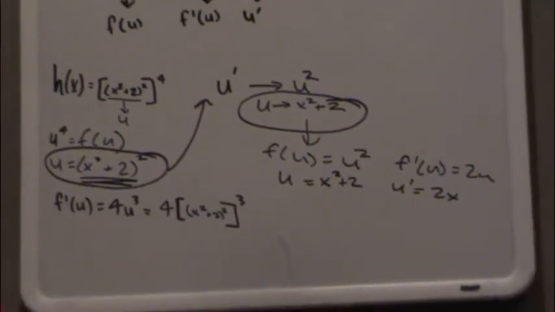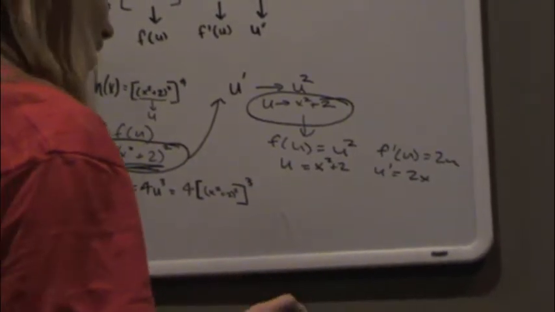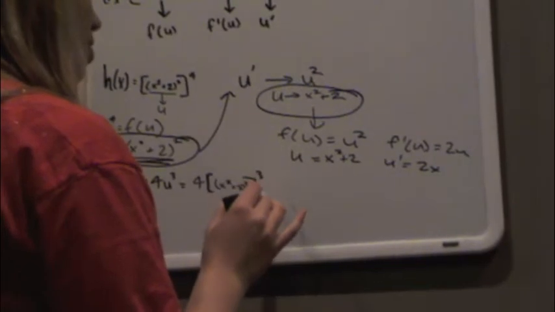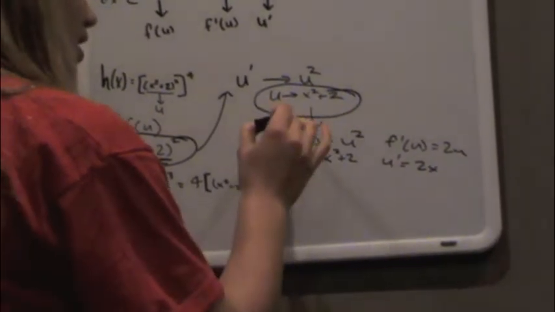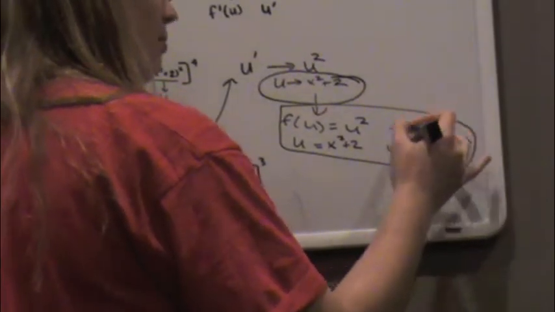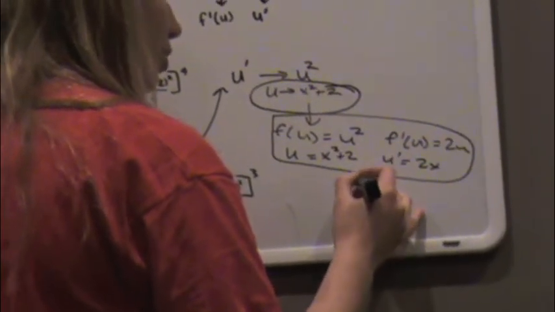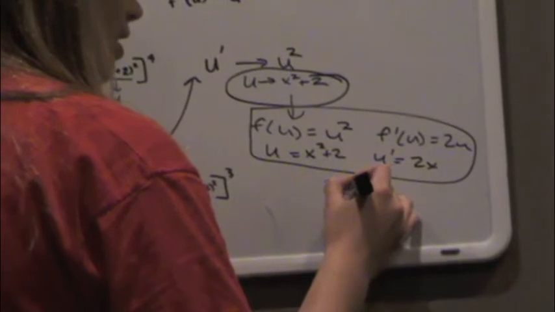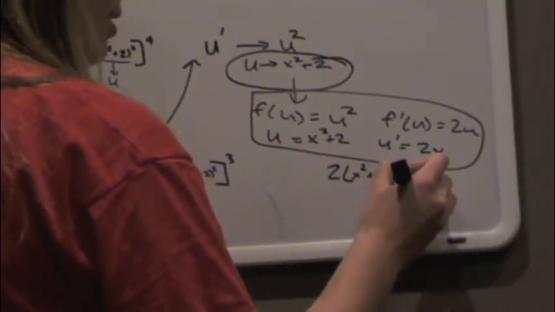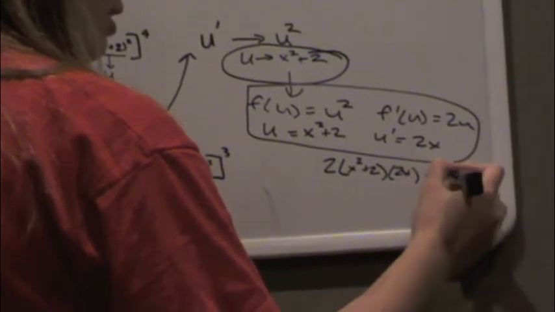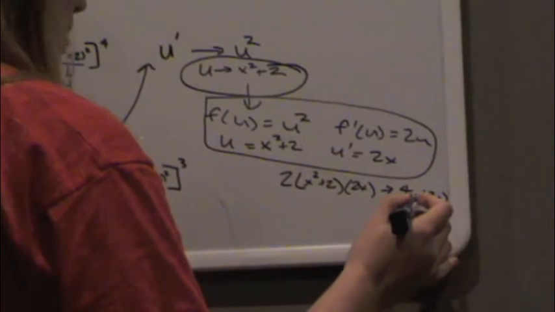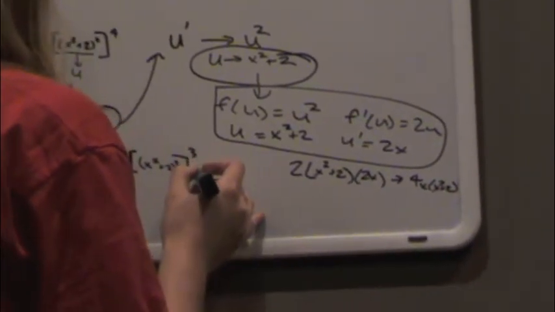Hopefully you're following this, because it can get really confusing. Alright, so the u prime that we're going to plug back into our original equation deals with all of this. So we're going to multiply f prime u, so 2u, which is 2 times x squared plus 2. Multiply all of that times 2x, which will yield 4x times x squared plus 2. And then plug that back into our original equation.